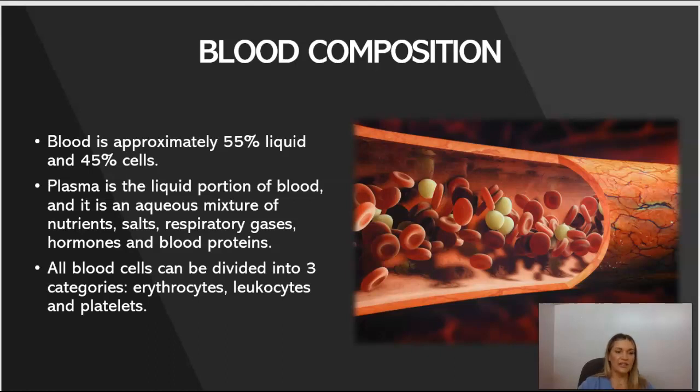So the last component of the cardiovascular system consists of blood. So blood composition is seen here. It's approximately 55% liquid and 45% cells. Plasma is the liquid portion of the blood, and it's a mixture of nutrients, salts, respiratory gases, hormones, and blood proteins. And then all blood cells can be divided into three categories. You have the erythrocytes, the leukocytes, and the platelets.